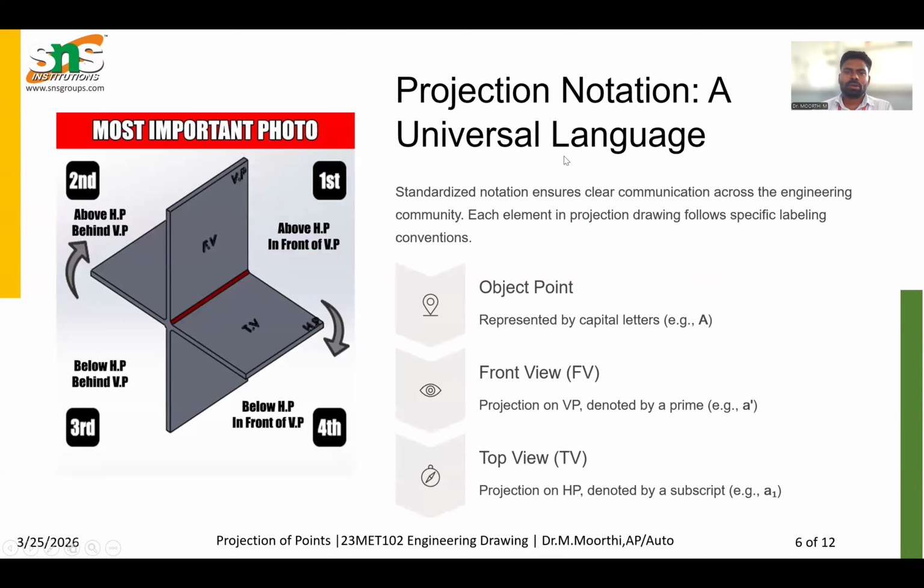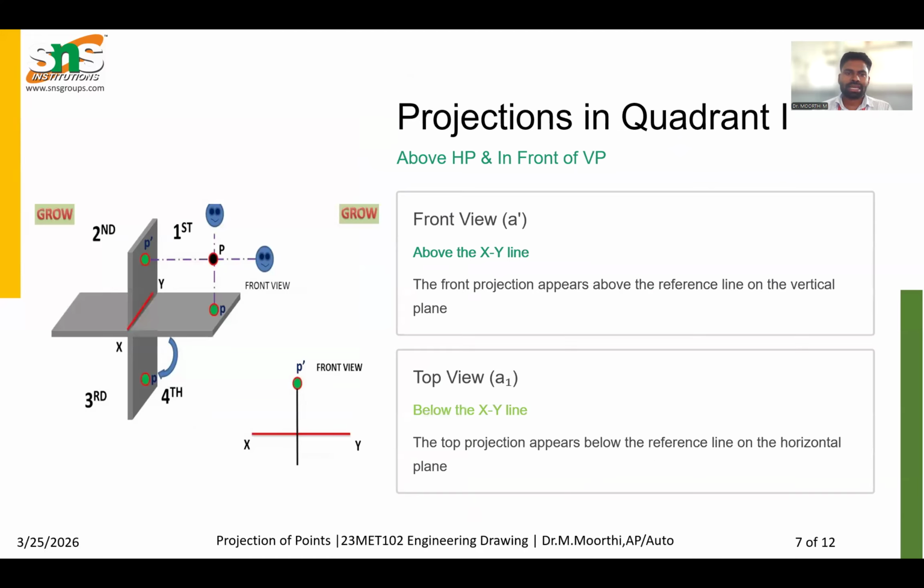And the projection notation: the first quadrant is above HP, in front of VP. Similarly, the second and third quadrants. Here the object point is represented as A, and the front view, the projection on the vertical plane, is generally represented with a dash, that is A dash, B dash, C dash. And the top view we can mention like 1, 2, 3 likewise.